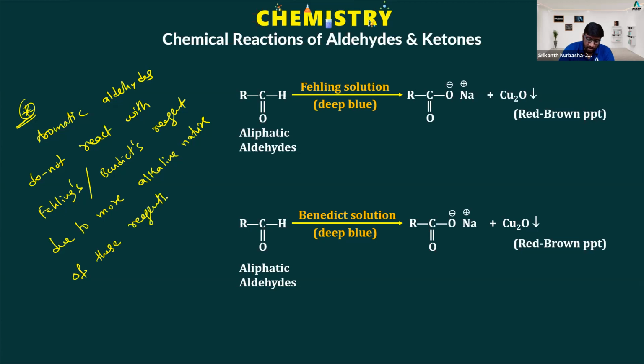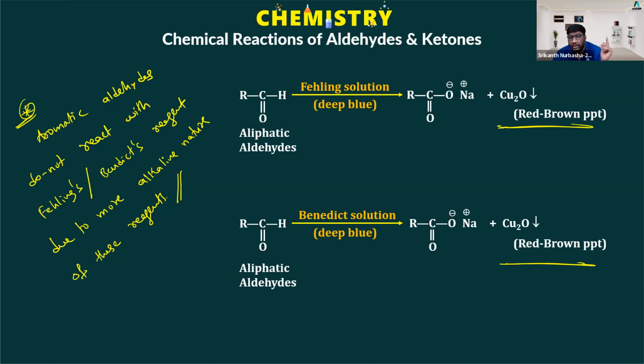Since these reagents are more alkaline, they can only react with the respective aliphatic aldehydes, not with the aromatic aldehydes. And that is what you can obtain. The Cu2O is going to be obtained as a reddish brown precipitate, which will indicate the presence of aliphatic aldehydes. Tollens reagent, Fehling's, Benedict's, they won't react with ketones.